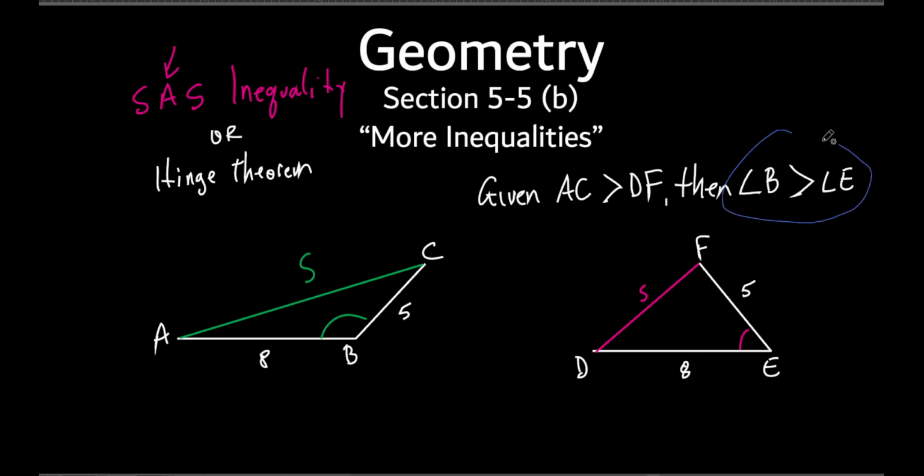That is the kind of stuff that they're going to ask. They're going to give you triangles on a quiz, on a test, on your homework. They're going to give you a couple triangles and tell you some information about it. So they might say this is 8 and this is 5, this is 8 and this is 5. And then they're going to say this side right here, AC, is greater than this side, DF. Then we have to say something about B and E. Tell me something about B and E. Well, angle B must be greater than angle E.